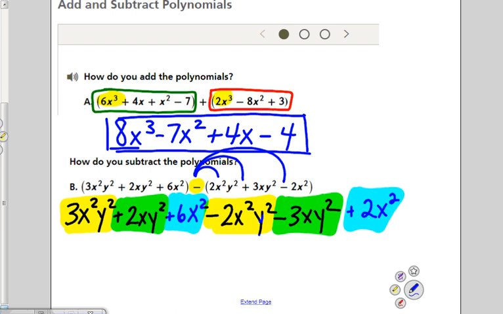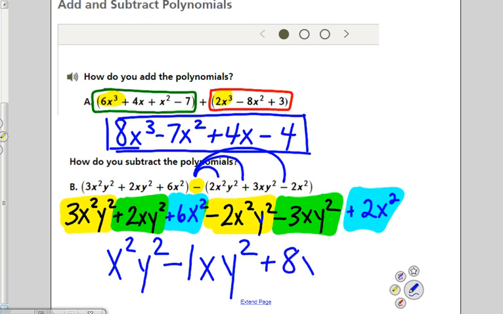All right? So adding the yellows, we get 1x squared y squared. The greens would give us negative 1xy squared. You don't really need the 1 if you don't want to put it. And then the 6x squared and 2x squared will give us 8x squared. So that's how we add and subtract polynomial expressions. And you're going to practice a little bit more of this in class the next time we meet. Okay?